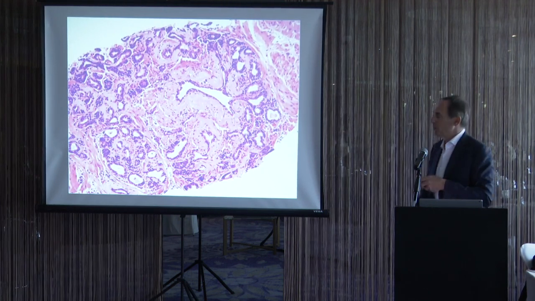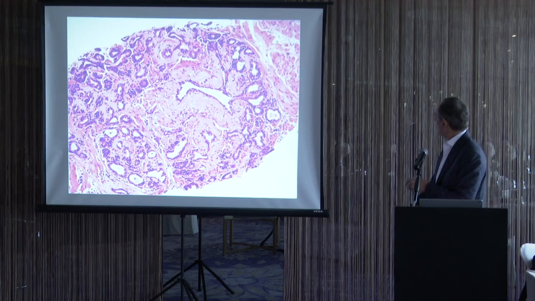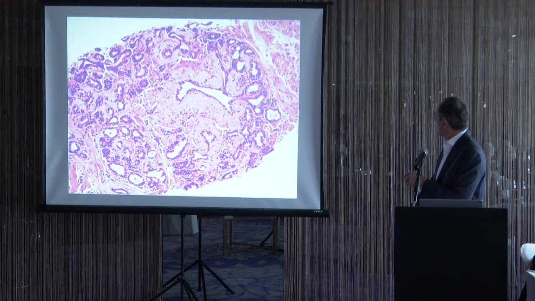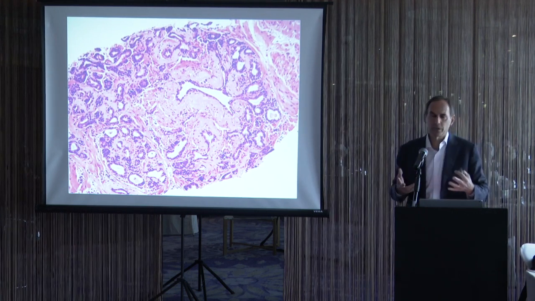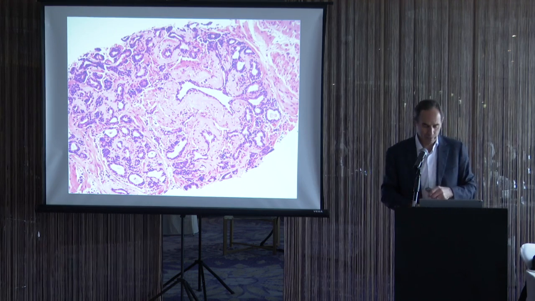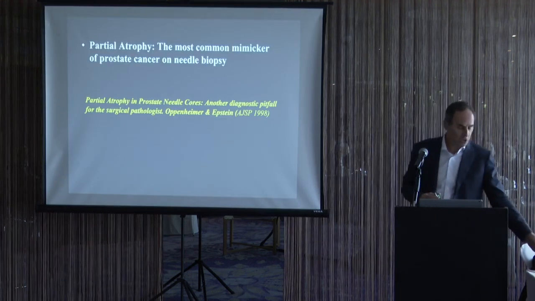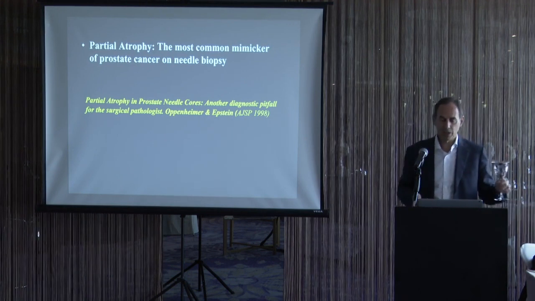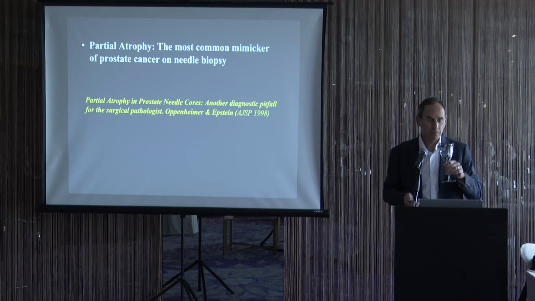Another common pattern with post-atrophic hyperplasia is to see a central gland surrounded by this sclerotic collagen, and then with this proliferation of these small atrophic glands around it, giving this very lobulocentric unit. That's classic for PAH. Now, by far and away, the most common mimicker that I see in my consult service that pathologists have difficulty with is partial atrophy.